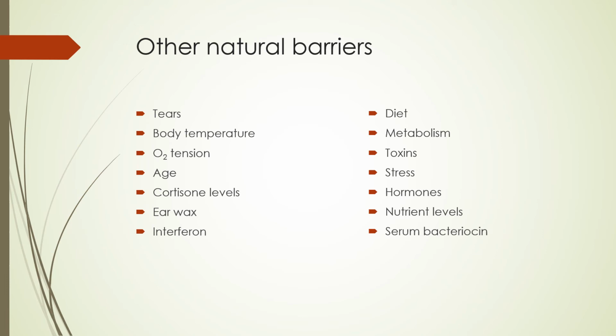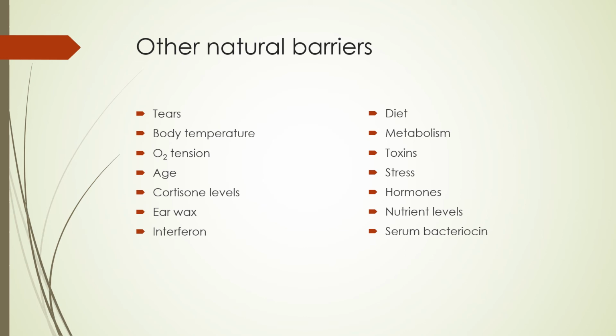We have earwax, which protects the auditory canals of the ear. And then we have interferon, which is a protein released by white cells that inhibits viral replication. And that's why it's called interferon. It actually interferes with viral replication. Then we have things like diet, metabolism, toxins, stress, hormones, nutrient levels, and serum bactericidin. So these are the ones we're going to talk about next.